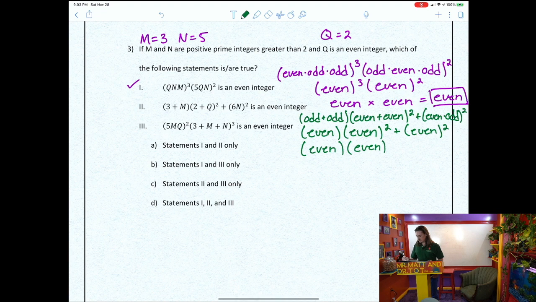And the same thing here, this is just going to be an even result because an even number squared is even. An even times an even is even. And an even plus an even is even. So statement 2 is true.